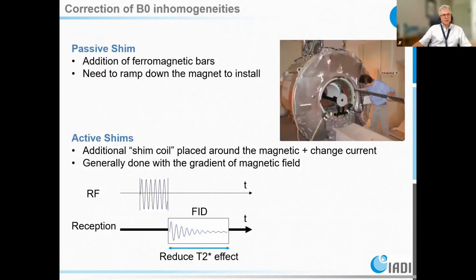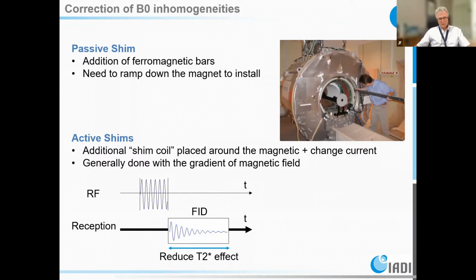What is shimming? You can do passive shimming at the installation of a system. For example, here you can add some ferromagnetic bars so that the magnetic field is more homogeneous. This needs a lot of work, because you have to ramp down the magnet to add these bars and start the system again. This is very difficult. Today, this is done in the company, in the factory.